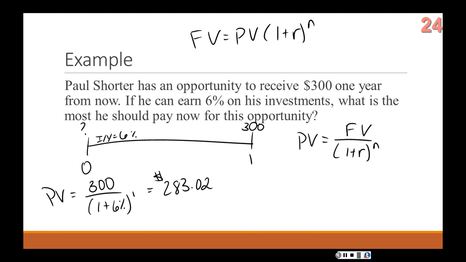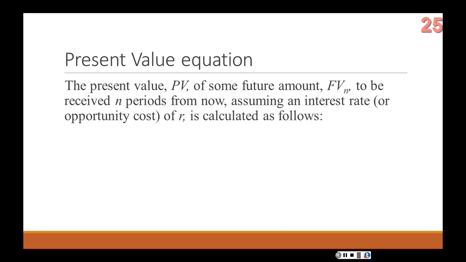This means that $283.02 is equal to $300 in 1 year. So here's our general equation: the present value is equal to the future value divided by 1 plus the stated rate raised to the nth power.